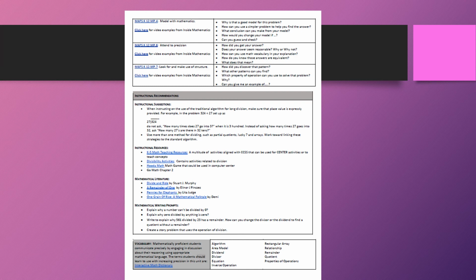Notice it says recommendations. Here are some suggestions and resources. I really like that they include math literature there to be read to the students, and writing prompts. Again, vocabulary is included. It would be great if they included the meanings of those, because I think they could be easily confused.